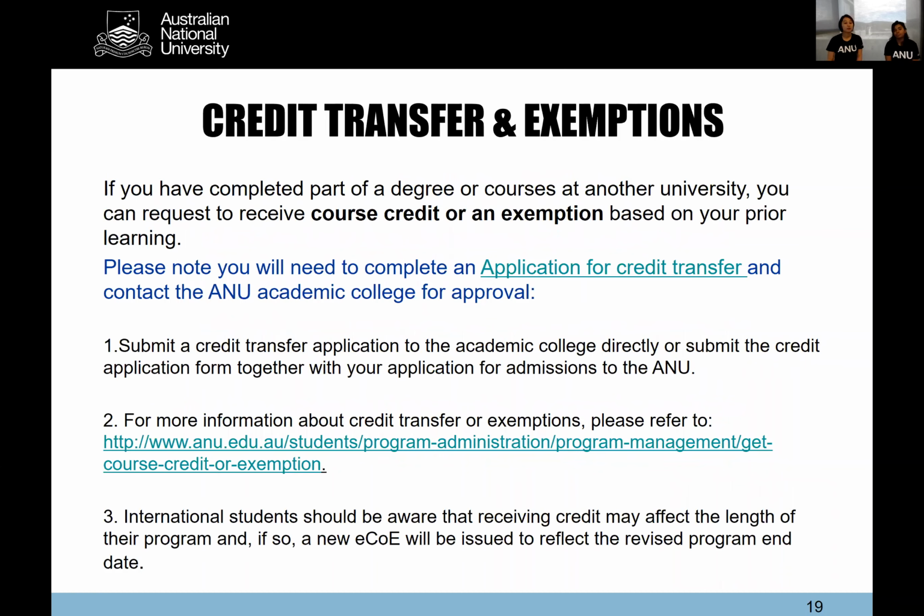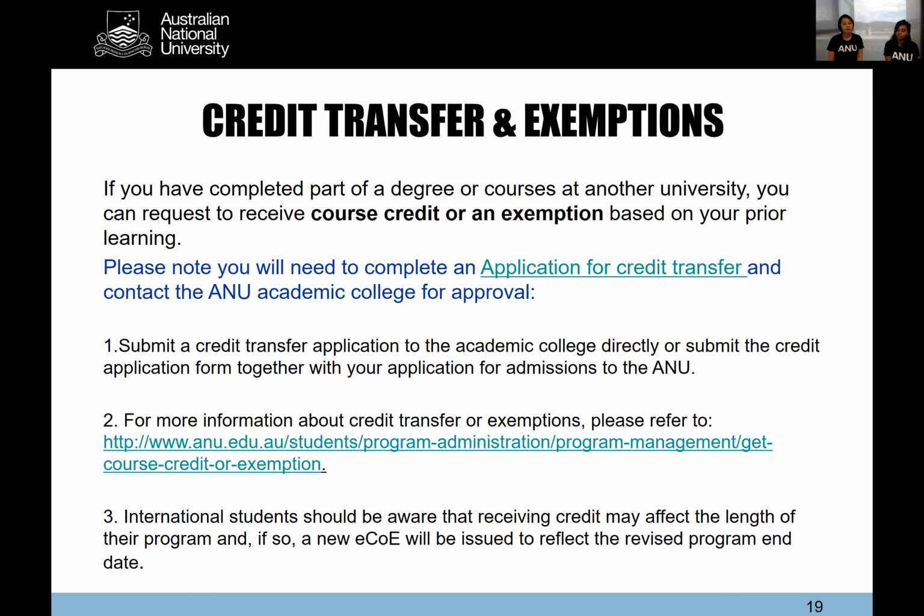As we have talked through the admissions process, now we'll be talking through one of the most frequently asked questions, which is credit transfer and exemptions. If you have completed part of your degree or courses at another university, you can request to receive a course credit or an exemption based on your prior study.